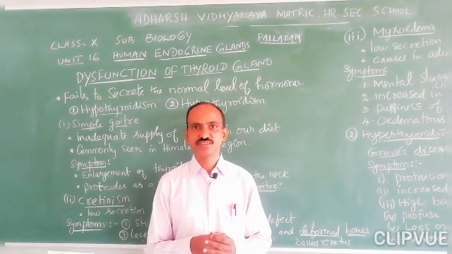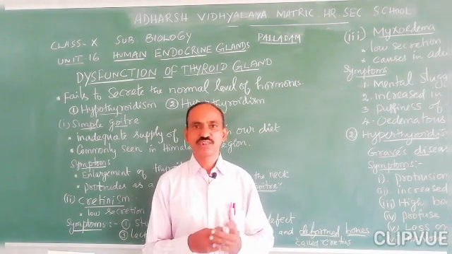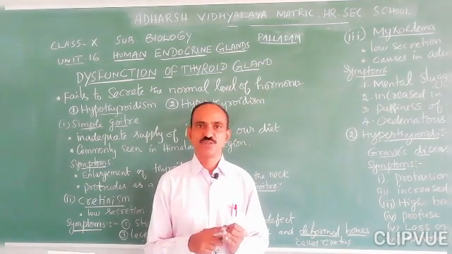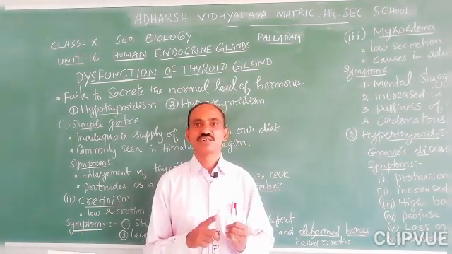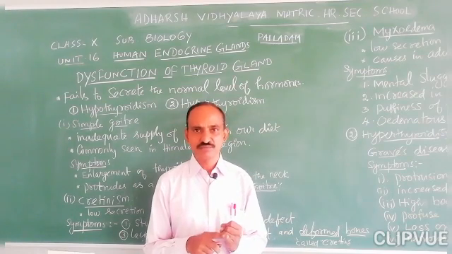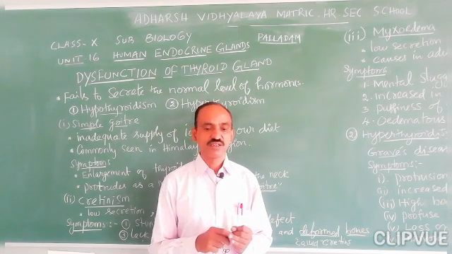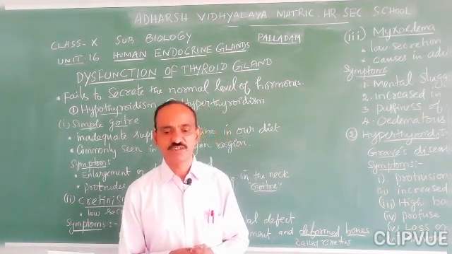There are 2 types of thyroxine hormones: one is T3, another one is T4. T3 means triiodothyronine, T4 means tetraiodothyronine. Then we have seen the functions of the thyroid gland.